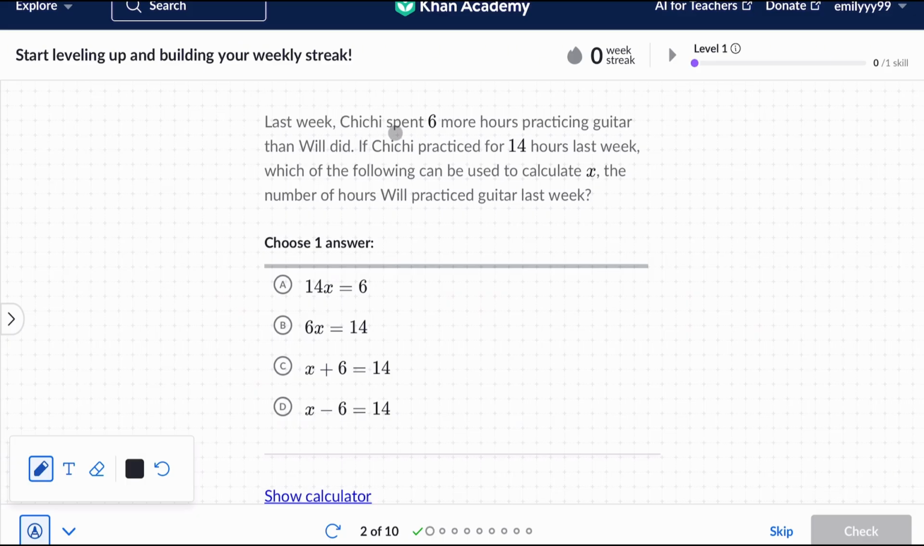Okay. Last week, Chi-Chi spent 6 more hours practicing guitar than Will did. Okay, Chi-Chi spent 6 more hours. If Chi-Chi practiced for 14 hours last week, which of the following can be used to calculate X, the number of hours Will practiced guitar last week?